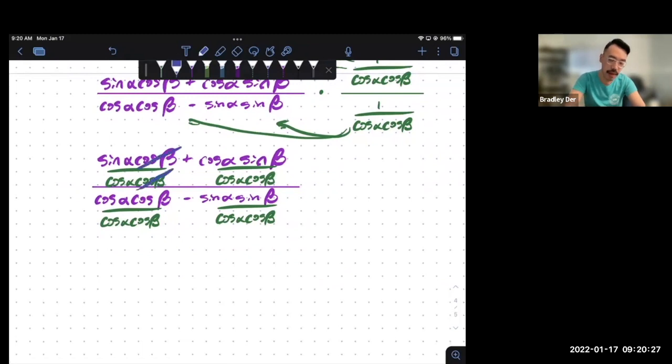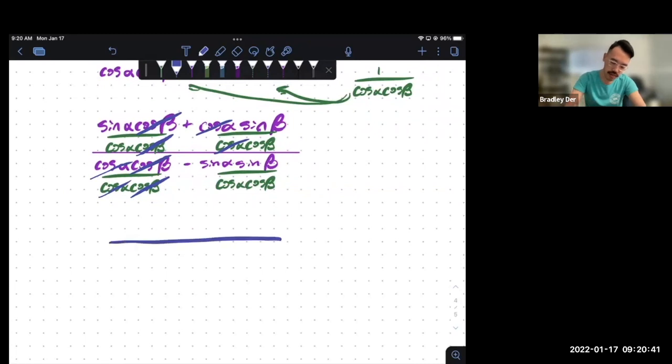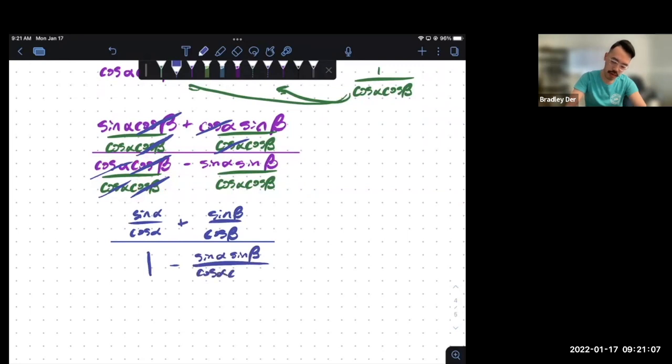Cosine beta and cosine beta, bam, bam, reduce. Cosine alpha, bam, bam, reduce. What else we got? We've got cosine alpha, cosine beta, bang, bang, bang. All of them gone. And so the nicer version ends up being sine alpha over cosine alpha plus sine beta over cosine beta. This whole fraction reduced out. This is now just a 1 minus sine alpha sine beta over cosine alpha cosine beta.